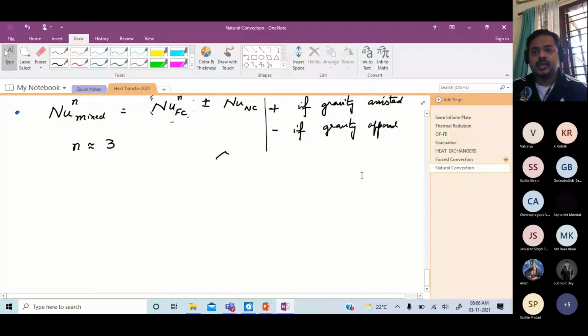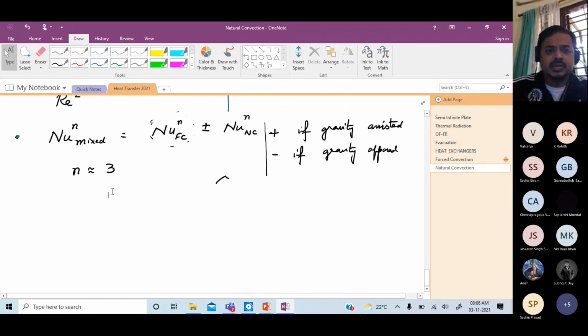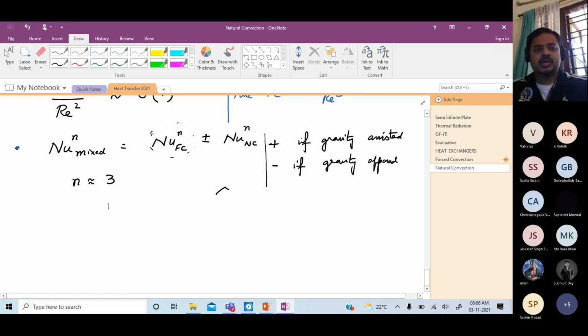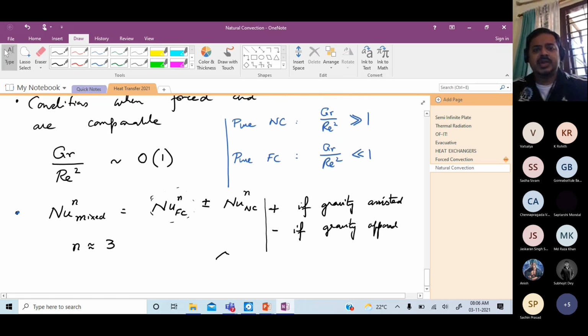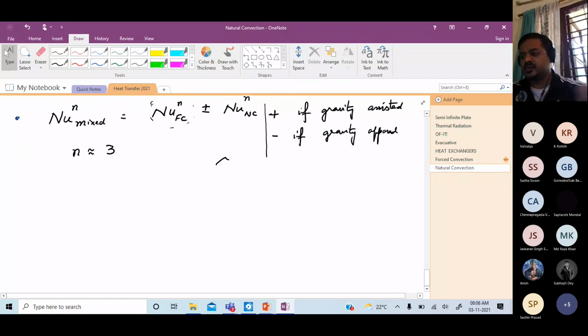Let me start sharing my screen, which is where we left off in the last class. So pure natural convection will be when this ratio is much greater than 1. So Grashof is dominant. The buoyancy forces are dominant over inertial forces. Forced convection is when the inertial forces dominate the buoyancy forces.